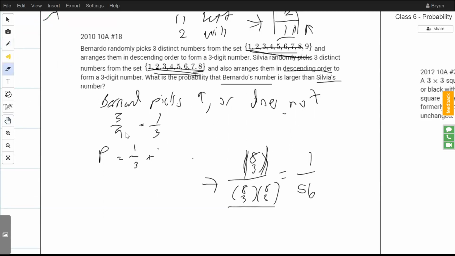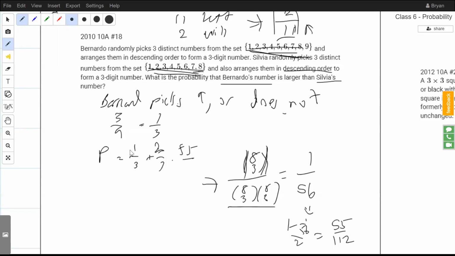So now we know that the probability that Bernardo is larger is just going to be (1 minus 1/56) over 2, and that's going to be 55 over 112. And we know that the probability is going to be just this. And we multiply this by 2/3 because there's a 2/3 chance that he does not choose a 9, and we need that to happen. So we need him not to have a 9 and for his number to be larger, which is why I multiplied by the extra 2/3.